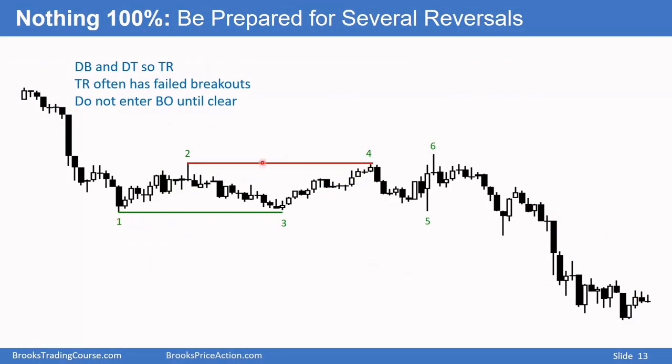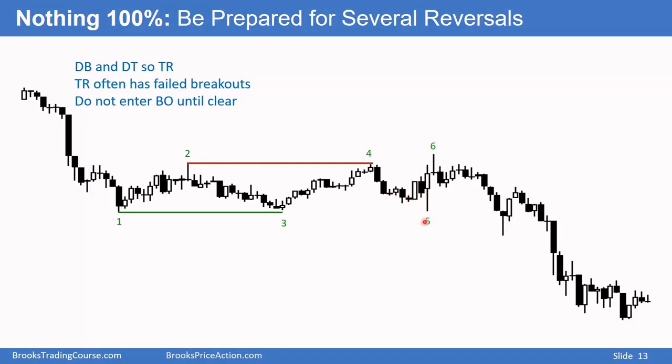We reversed up to the neckline, yet did not break above it. And now we have a potential double top. Bulls would buy above the reversal up from the prior low, a double bottom. Bears will sell the reversal down from the prior high, a potential double top. Whenever there's both a double bottom and a double top, the market's in a trading range, and trading ranges often have failed breakouts. In fact, most breakouts fail.